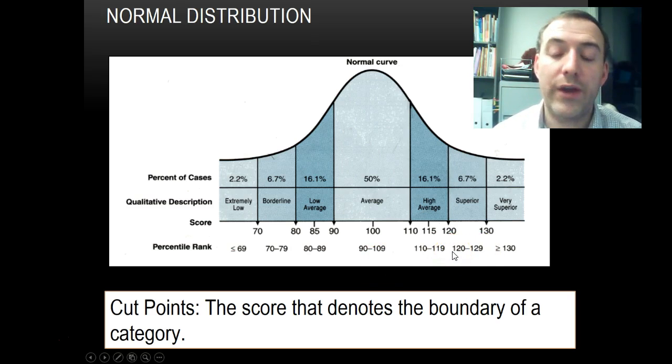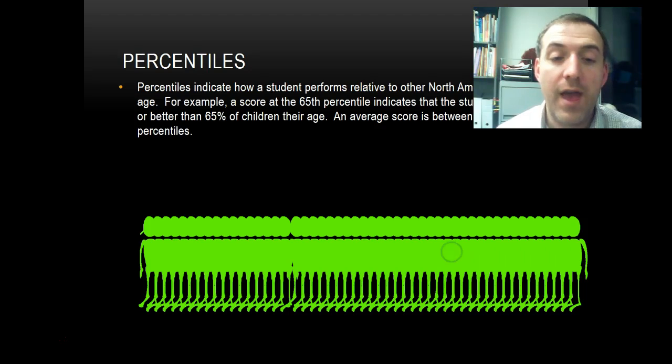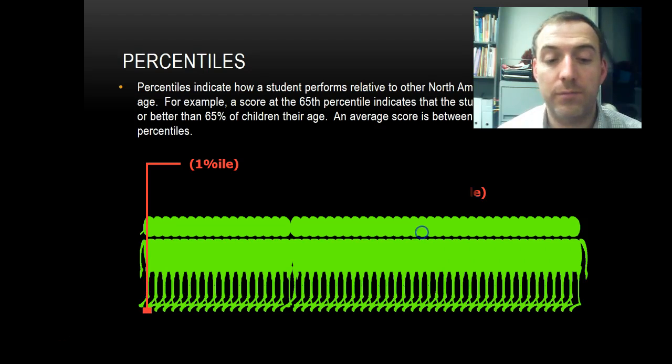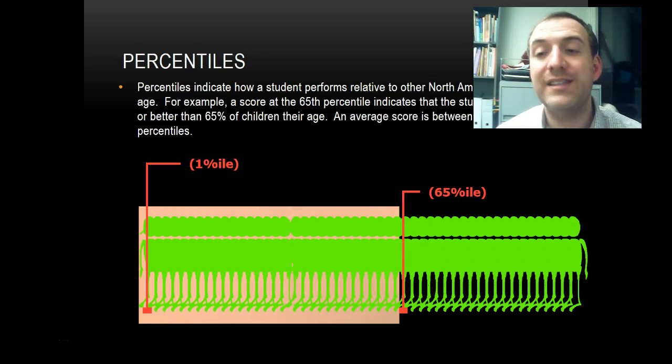And whenever we're looking at cut points, we're always looking at data that is normative. So we are always looking at how I am doing compared to other individuals my age. When we're talking about normative data and cut points, we don't talk about percentages or number of words right. We talk about percentiles. A percentile is how did I do in comparison to the normative group of my age. So if I scored at the 65th percentile, what that means is I did as well or better than 65 out of 100 individuals my age.